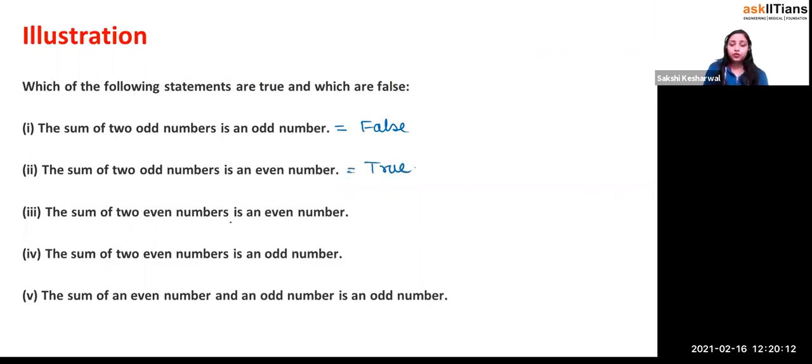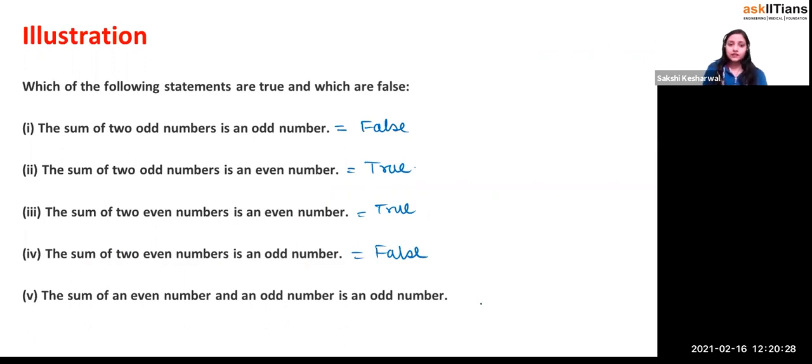Okay. The sum of two even number is again an even number, right? It's true, right? Yes. Take an example. The sum of two even number is an odd number. It's false, right? This one is what, beta? False, right?